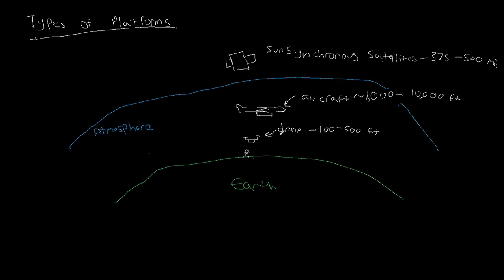This drawing is not perfectly to scale. Drones and aircraft deal in feet. Satellites do start dealing with miles. So we go through the atmosphere and at about 350 to 500 miles, we're dealing with the sun synchronous satellites. We'll talk about what sun synchronous means in the next video.